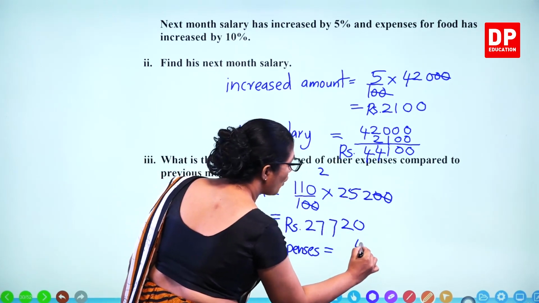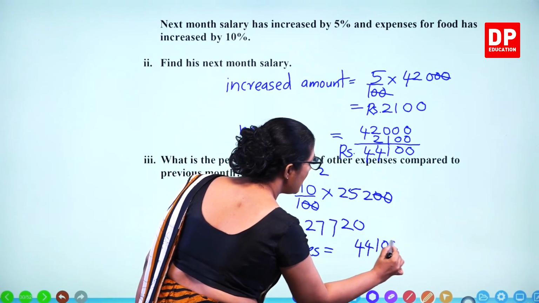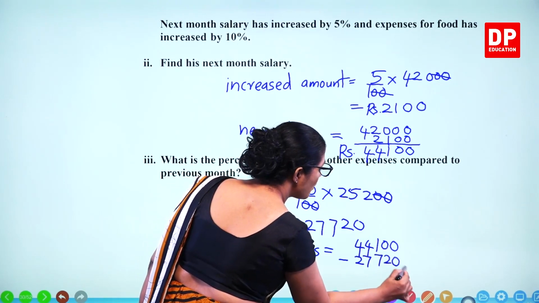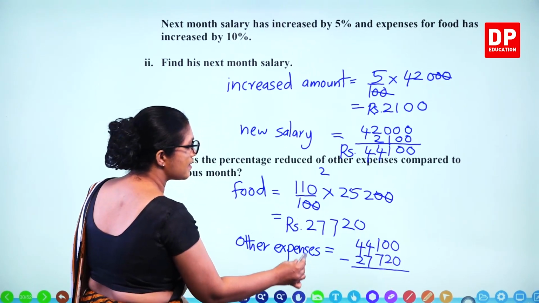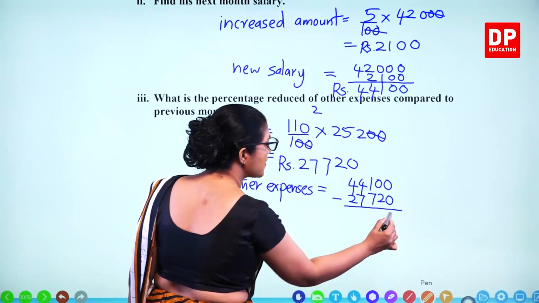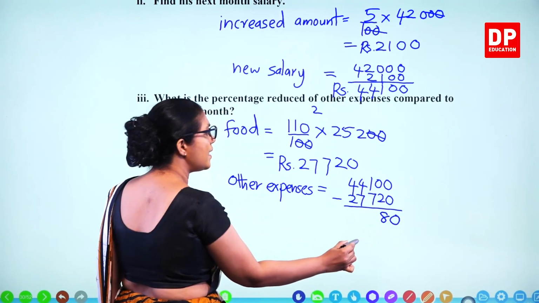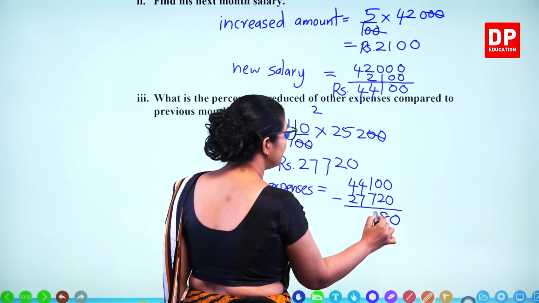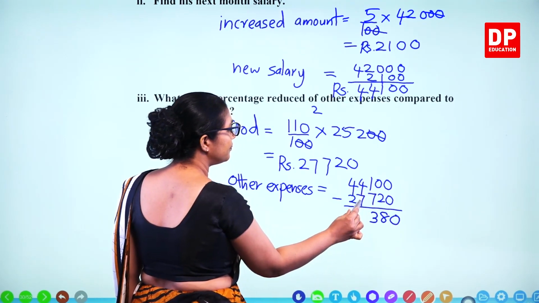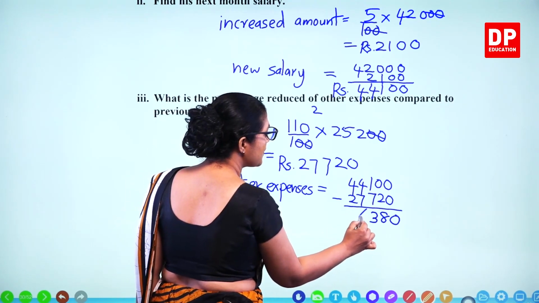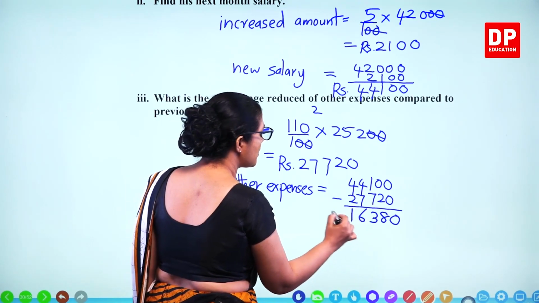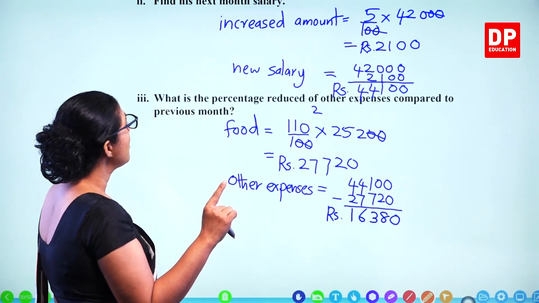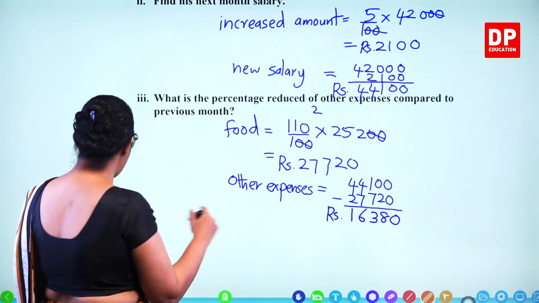New salary is 44,100, and then subtract 27,720. That's for the other expenses. So 16,380. Now what's the reduced amount now?